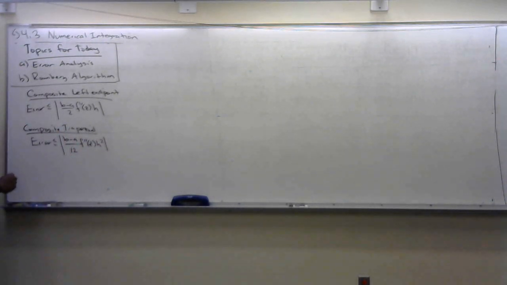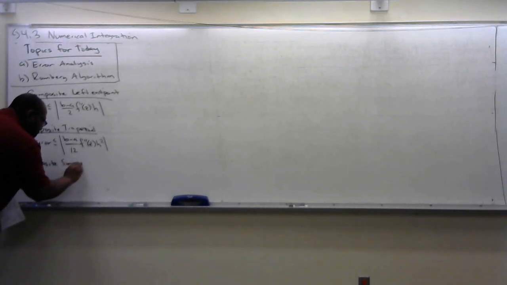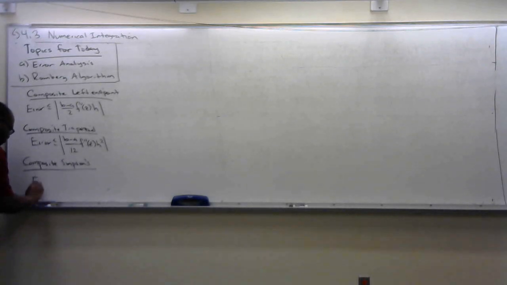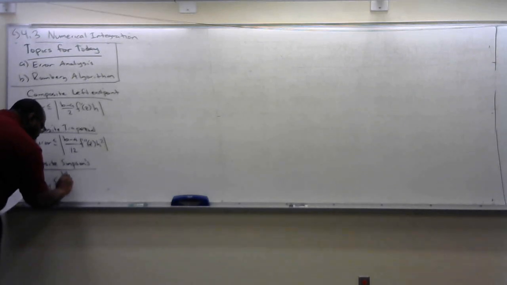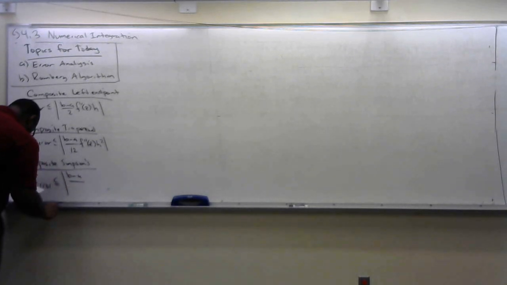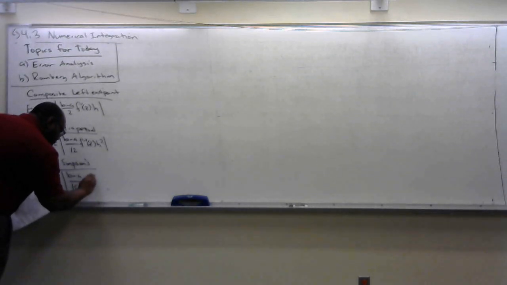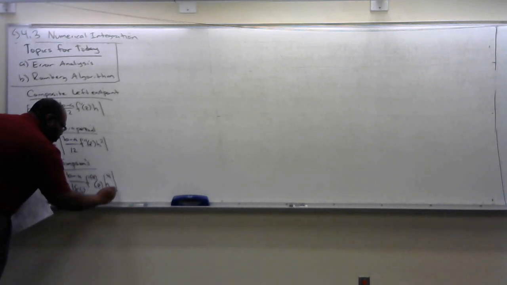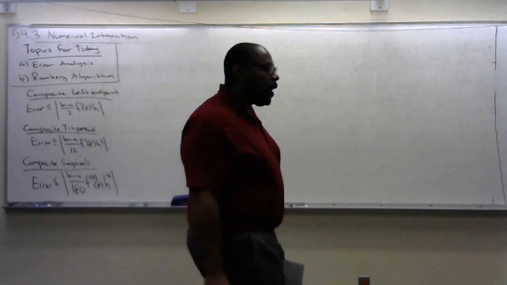And our composite Simpson method, this is the 1/3 method, had an error that was less than or equal to the absolute value of (b minus a) over 180 times the 4th derivative of f evaluated at z times h to the 4th power. Okay, so this is what we saw last time.